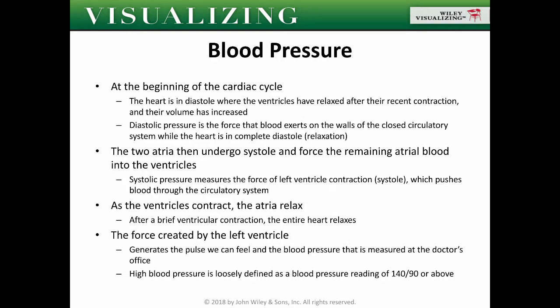At the beginning of this cycle, the heart is in diastole, where the ventricles have relaxed after their recent contraction and their volume is increased. Diastolic pressure is the force that blood exerts on the walls of the closed circulatory system while the heart is in complete diastole or relaxation. After the diastolic step, we have the atrial systolic step. The two atria undergo systole and force the remaining atrial blood into the ventricles.